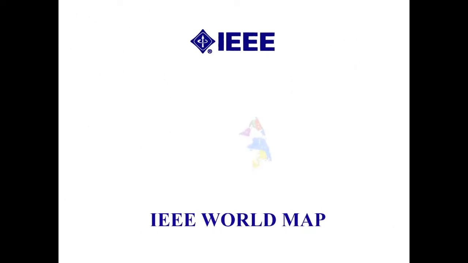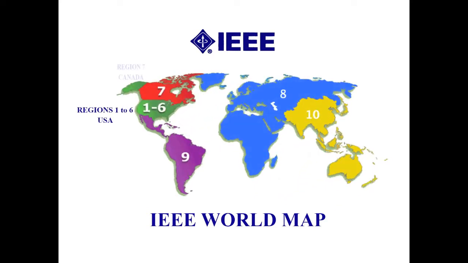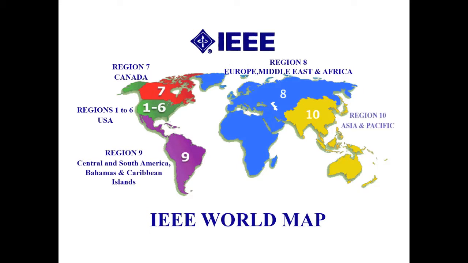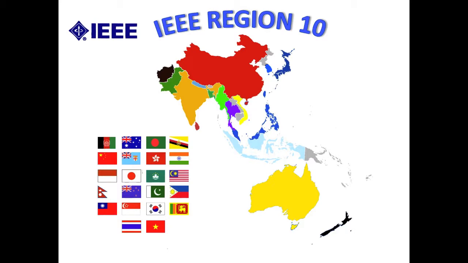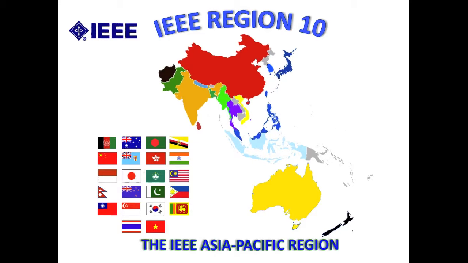After the adjustment of regional boundaries in the early 80s, the IEEE world map looks like this. IEEE Region 10 covers countries in Asia and Pacific. It is therefore also known as the Asia-Pacific region. On its western boundary are Afghanistan and Pakistan. In the northeast are South Korea and Japan. And in the southeast corner are Australia and New Zealand.